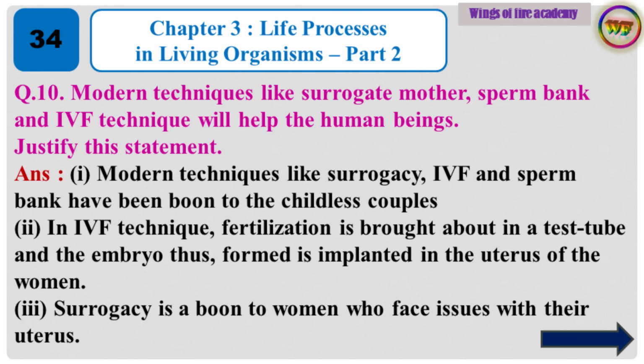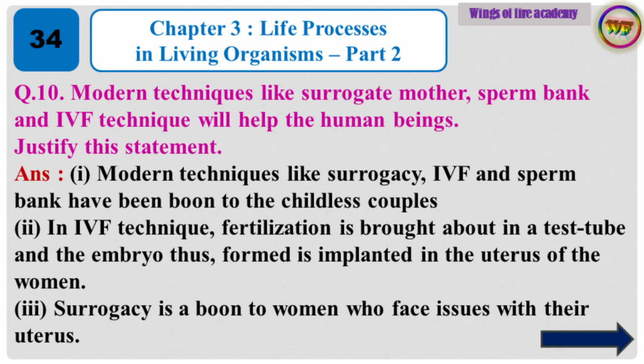Question 10. Modern techniques like surrogate mother, sperm bank and IVF technique will help the human beings. Justify this statement. Answer. Point 1. Modern techniques like surrogacy, IVF and sperm bank have been a boon to the childless couples. Point 2. In IVF technique, fertilization is brought about in a test tube and the embryo thus formed is implanted in the uterus of the woman.